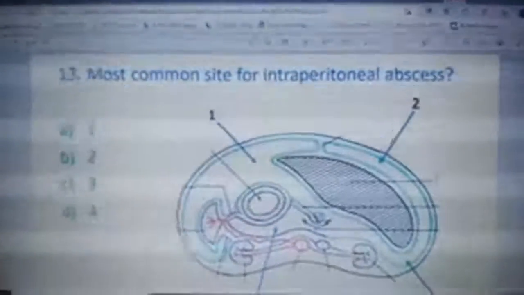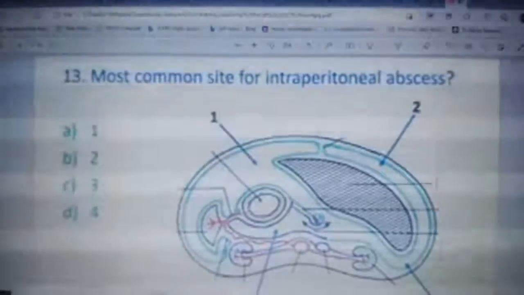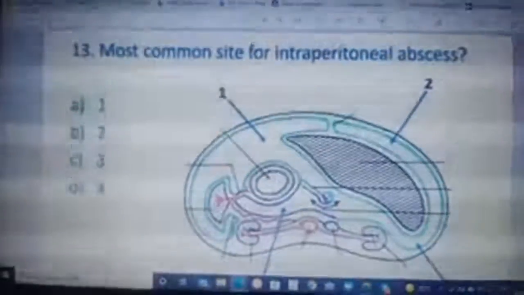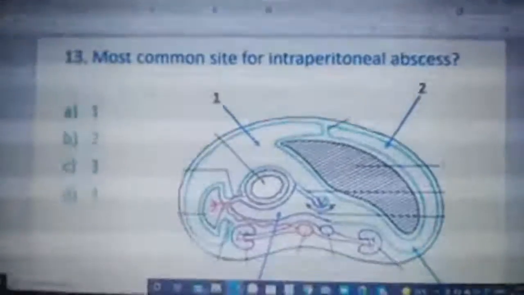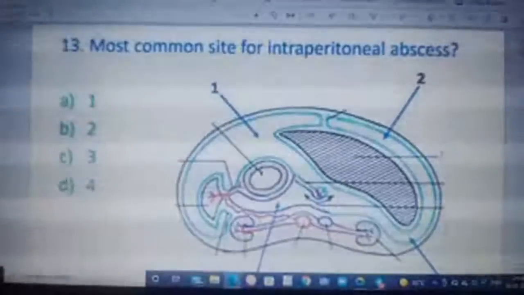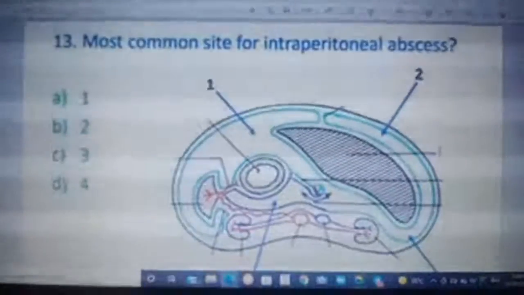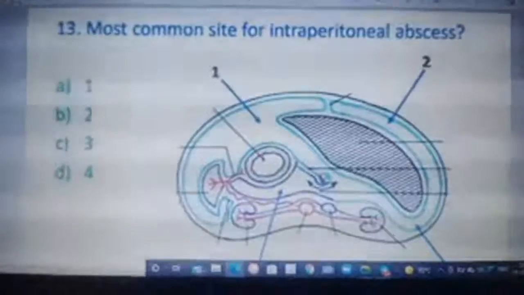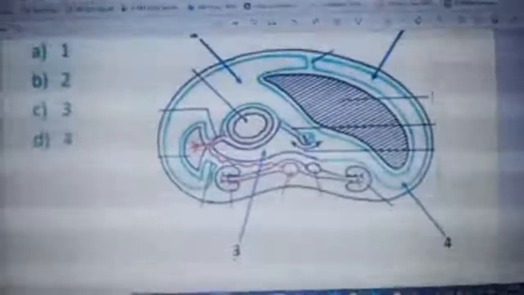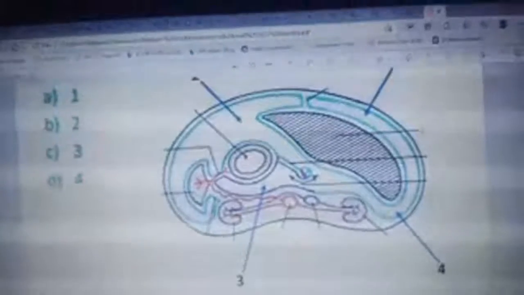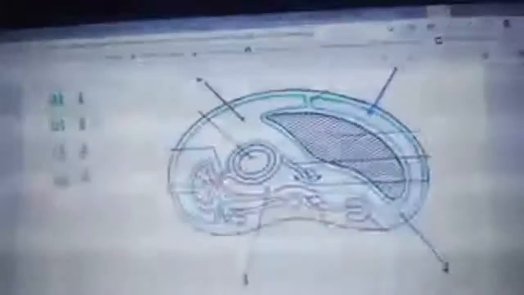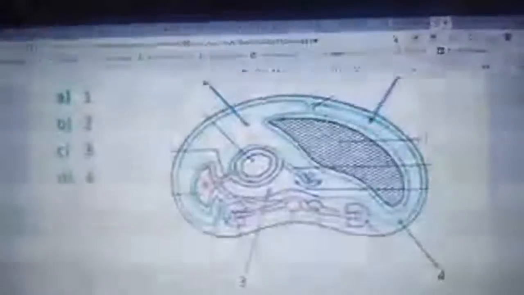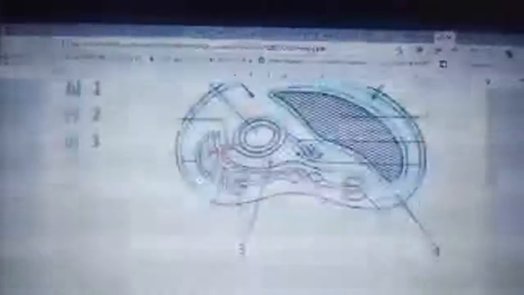Most common site for intraperitoneal abscess. First of all, we have to identify the spaces. Number 1 is the left subphrenic space, number 2 is the right subphrenic space, number 3 is the right hepatic space, and number 4 is the left hepatic space. So usually when infection occurs, the abscess is present in Morison's pouch, number 4. So the answer here will be 4 in the supine position.